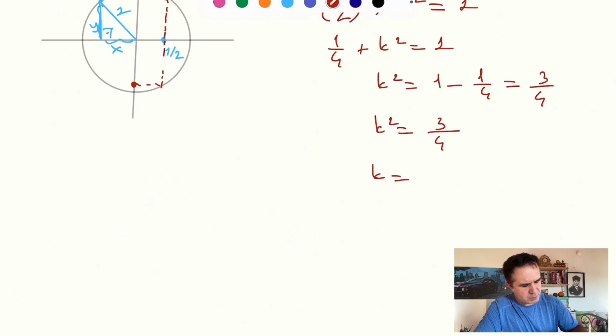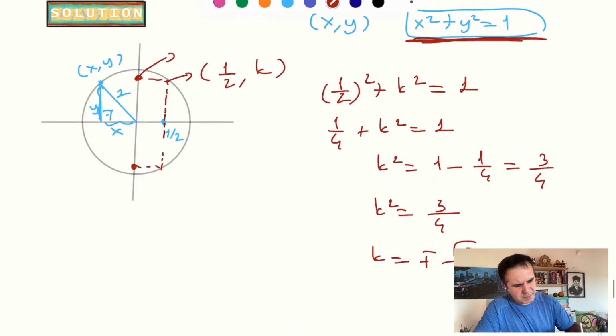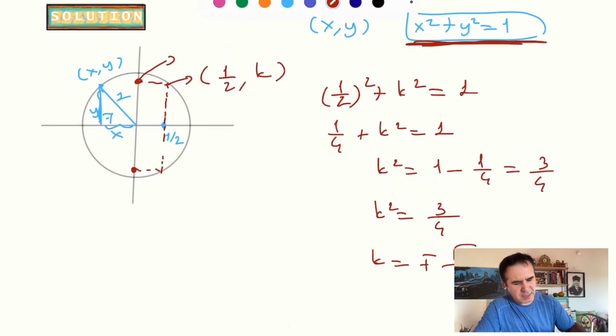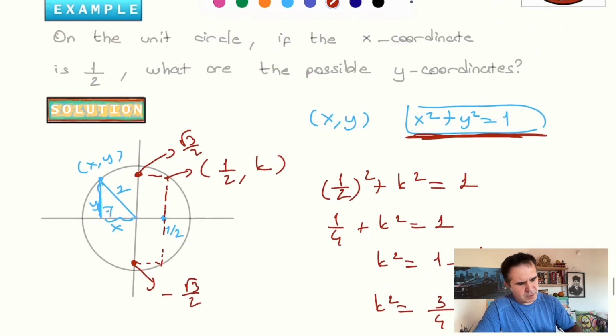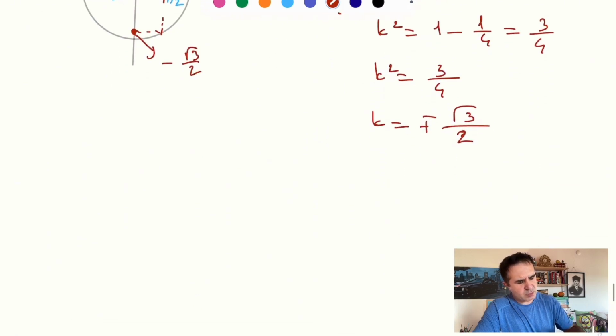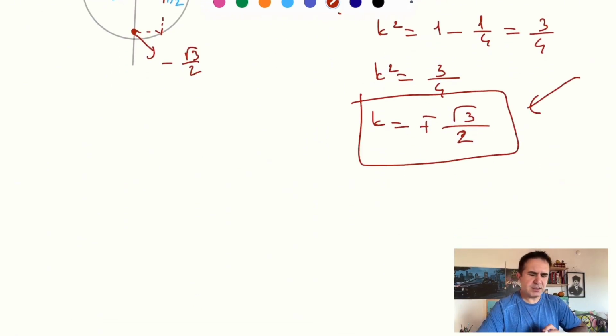Then k should be equal to plus or minus square root of 3 over 2. This means k may be plus square root of 3 over 2, or minus square root of 3 over 2. What are the possible y? Yes, there are two possible y values, minus and plus square root of 3 over 2.